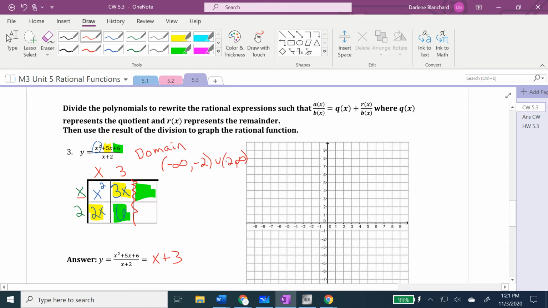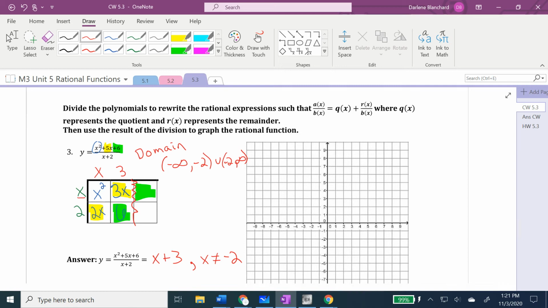So -2 is simply not allowed to go in. So what I'm going to write is, for the answer, I get x plus 3 out, but I need to keep in mind that x is not allowed to be -2 because the original problem has a divided by 0 there.